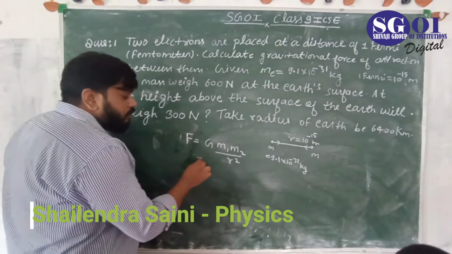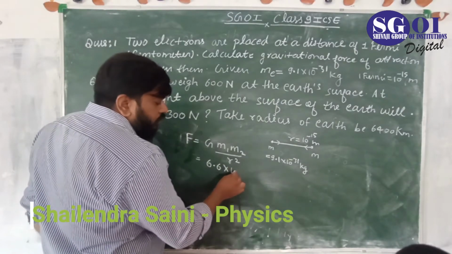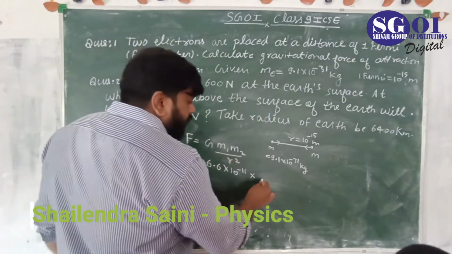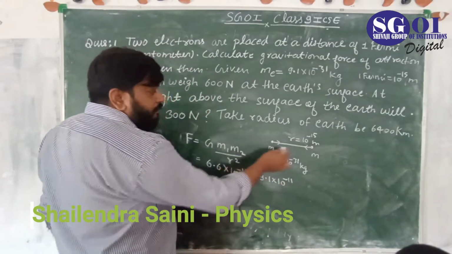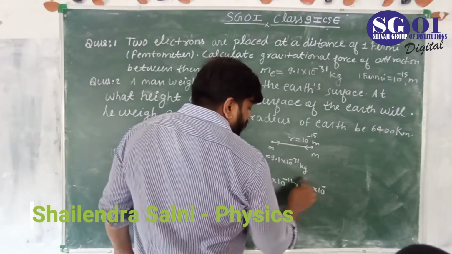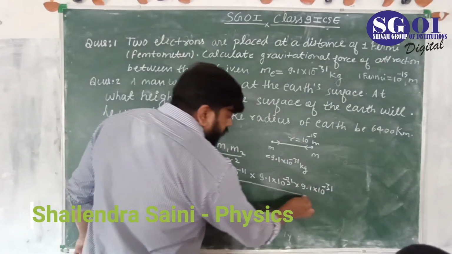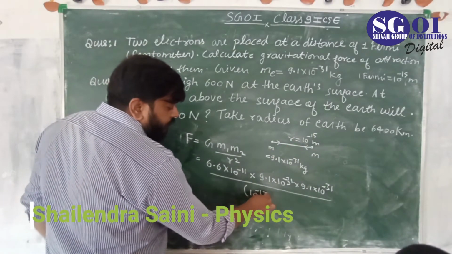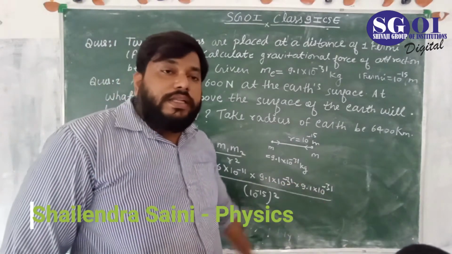So here capital G is the universal gravitational constant, and the value of this is 6.6 into 10 to the power minus 11, into mass m1, which is 9.1 into 10 to the power minus 31, and mass m2, which is the same, 9.1 into 10 to the power minus 31. And what about r? This is 10 to the power minus 15, and the whole is squared. Just solve this and find the answer.